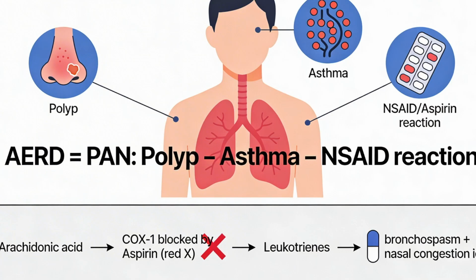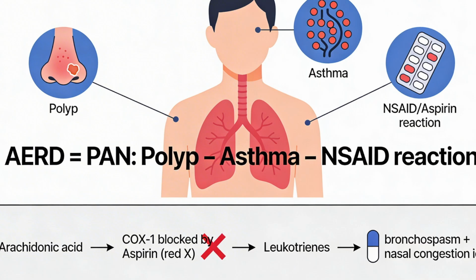All right, team, here's a high yield triad: asthma, nasal polyp, and aspirin reaction. That's the classic presentation of aspirin exacerbated respiratory disease, or AERD. The question loves to tempt you with urticaria, but that's not part of the defining triad. The real triad is what I call PAN: polyp, asthma, and NSAID reaction.